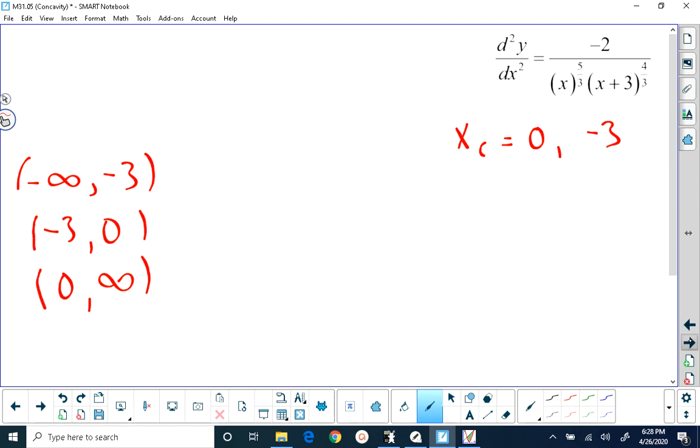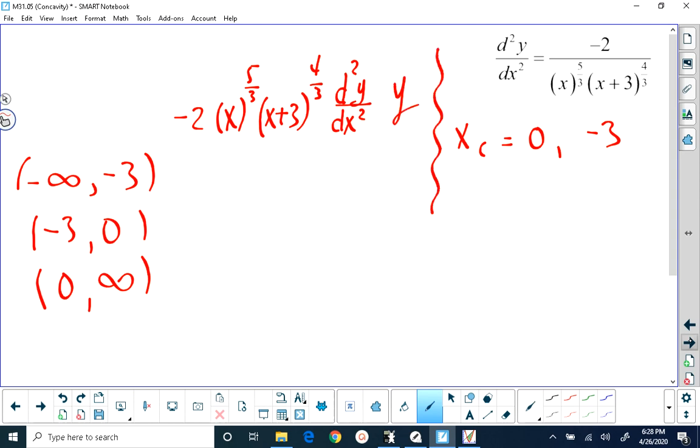And it would be a fatal mistake if we didn't include the -2 in our second derivative chart. We have -2 as a factor, we have x to the 5/3 as a factor, and we have x plus 3 to the 4/3. Why are we doing this? So we can identify whether the second derivative is positive or negative, so that we can identify the shape of the function.